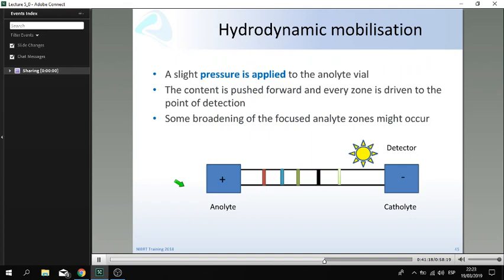So basically pressure mobilization: once everything is focused to their pI point, we can apply slight pressure to your anolyte vial, and then all the content will push forward and every zone is driven to the point of detection. So everything will be pushed and then we can detect all of it as they are being pushed. But you do get some broadening of the zones because now you are moving into that laminar flow a little bit more because you're pushing something rather than applying electric field. So you can lose a bit on resolution, but it's a good method.